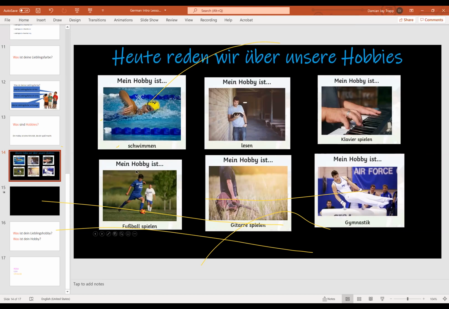So when you're talking about writing them down, are you talking about writing them in German? Yeah, if you can remember. If you wrote down Lieblingsfarbe, then you should write down meine Lieblingsfarbe ist, and then use the color that we learned from last week.